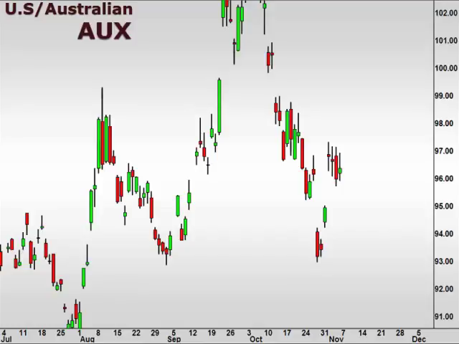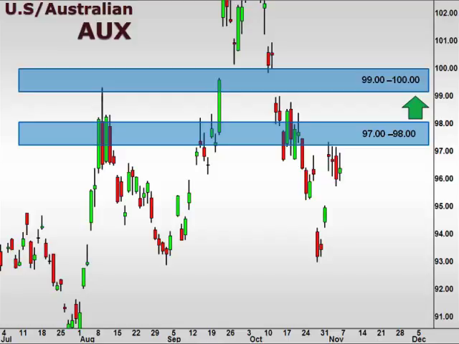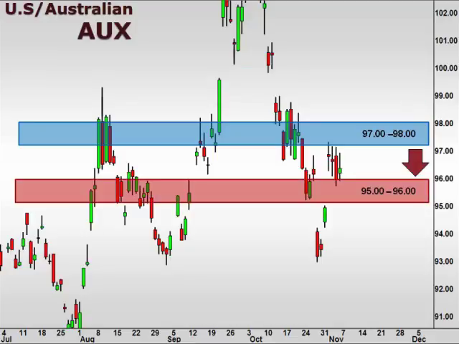Let's take a look at the AUX, the US dollar versus the Australian dollar. Well, the AUX hit the lower range of our 97.98 resistance level last week. A break above 97 opens the window for a push towards 100. 95.96 should act as support to any further weakness.